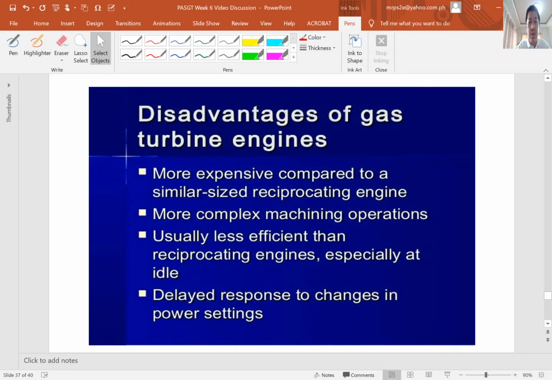Disadvantages of gas turbine engines: more expensive compared to a similar size reciprocating engine. More complex machining operations. Usually less efficient than reciprocating engines, especially at idle. Delayed response to changes in power settings.